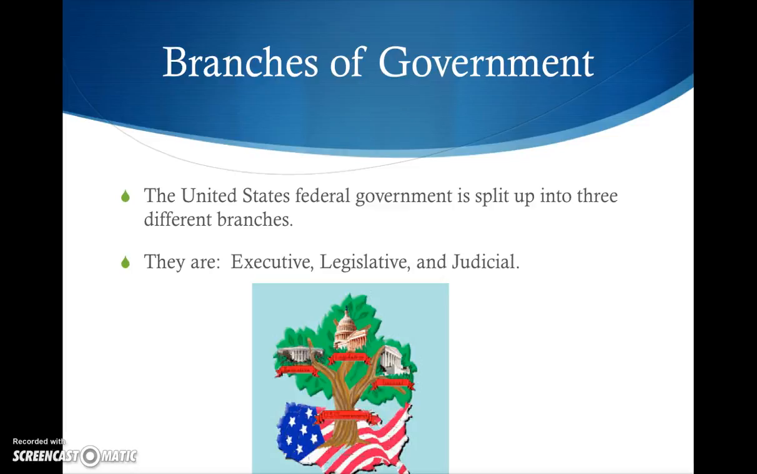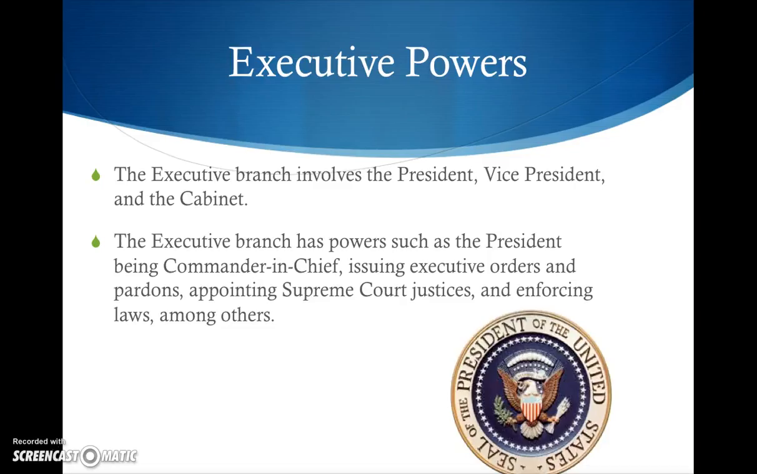So, the branches of government that were set up for the United States federal government are the executive branch, legislative branch, and judicial branch. And these are the three main branches of the federal government, and they also can be seen in smaller state and local governments as well.